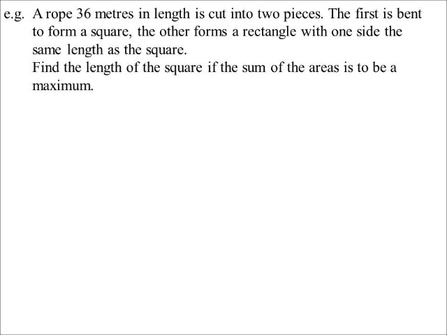Now your first piece of rope, you go, hey, let's form a square. And you know what would be fun? The other piece of rope, I'm going to make it a rectangle, but not just any rectangle. It's going to be a rectangle where one of the sides is the same length as the square I just made. Now we want to do it so that the area inside our rope is going to be a maximum.